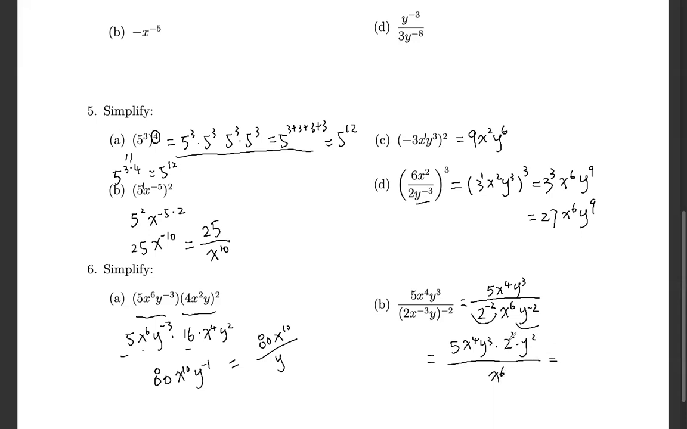So simplify this. 2 squared is 4. 4 times 5, 20. X raised by 4. Y raised by 3, y squared, 3 plus 2, 5, y raised by 5. Then divided by x raised by 6. Well, we have x raised by 4, x raised by 6, so that becomes x squared in the denominator. So 20, y raised by 5, divided by x squared.